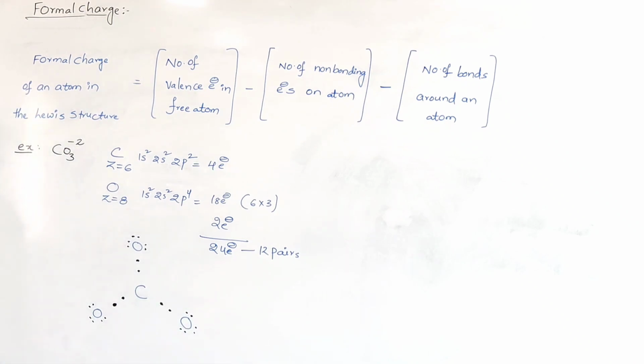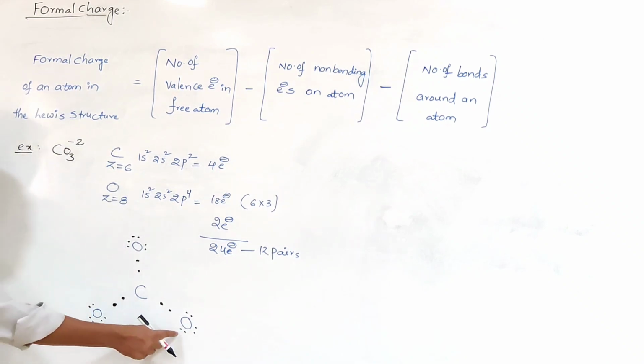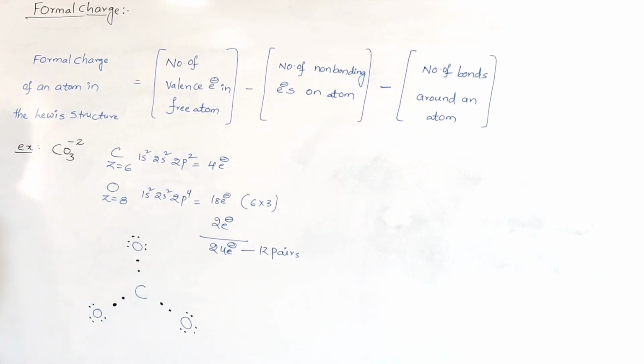So by keeping the one shared electron pair and the 3 electron pairs, and the remaining are placed as a lone pair of electrons on each oxygen atom, only 3 oxygen atoms are getting the octet configuration. But the central atom, carbon, it is surrounded by only 6 electrons. That means it does not satisfy the octet configuration. So we need to take one more arrangement.